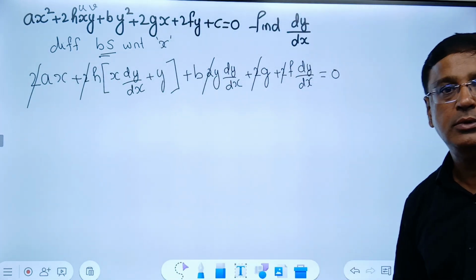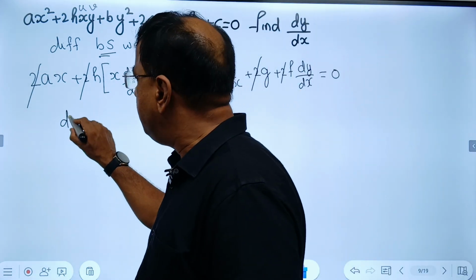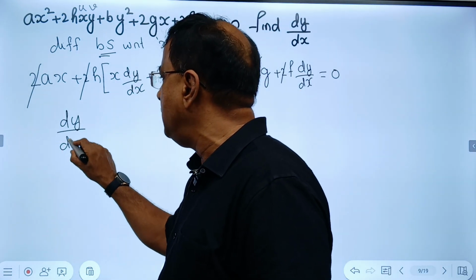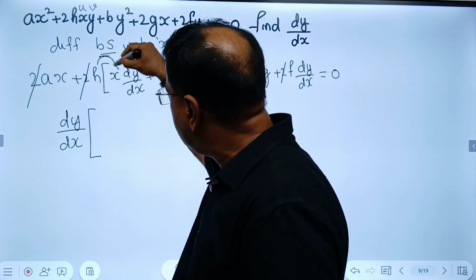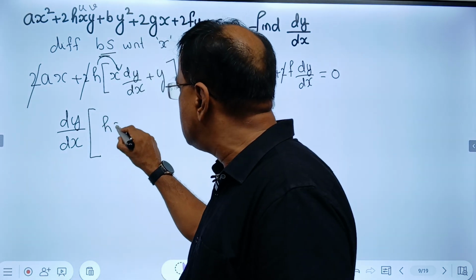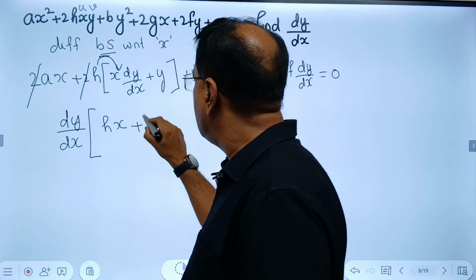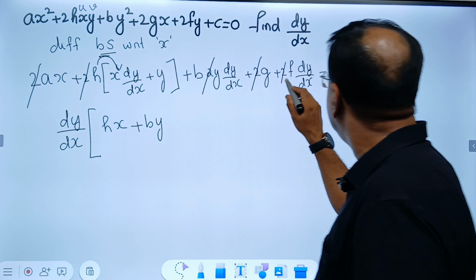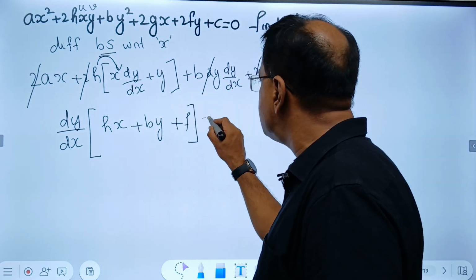I cancel 2. Now collect all the dy by dx together. You have to be very careful. I am skipping some steps because I am sure you will be able to handle this. Dy by dx, open the bracket. What is this? This is hx, then this is by, and search for dy by and plus f. I got all my dy by dx terms together.